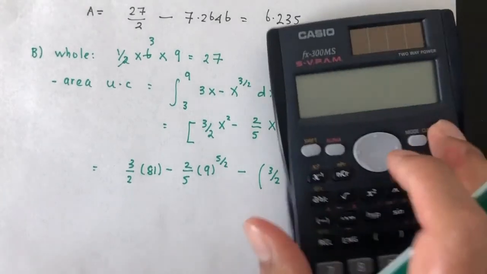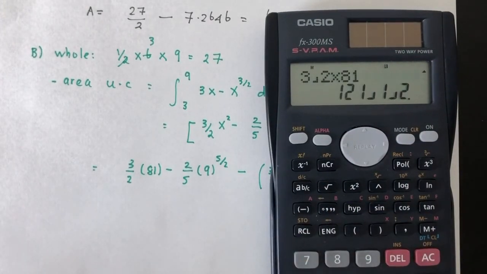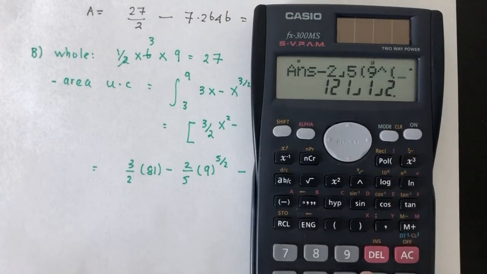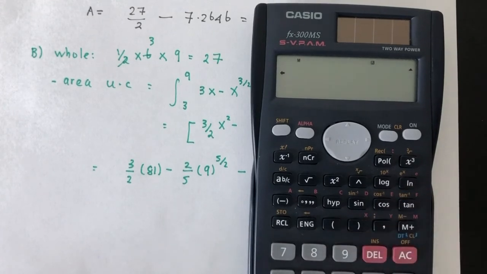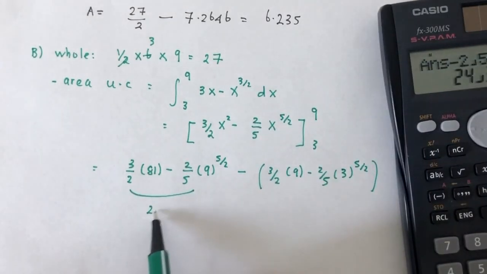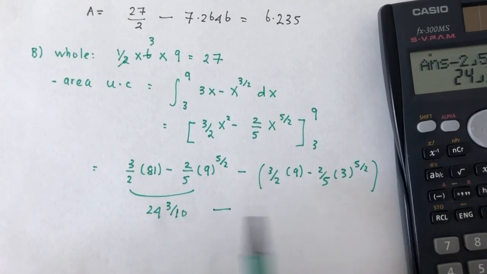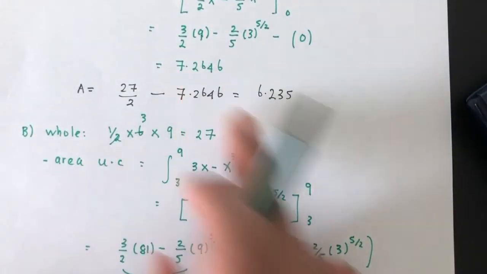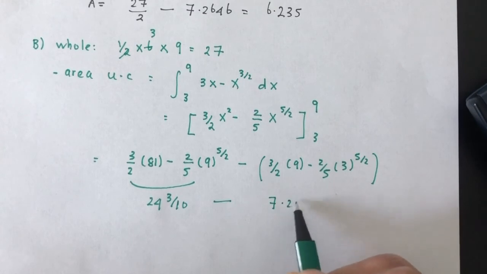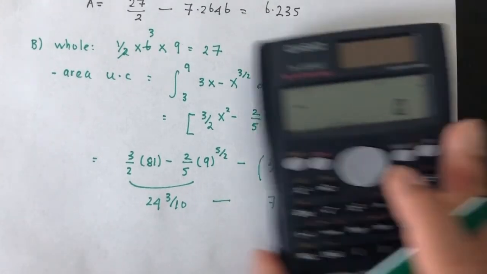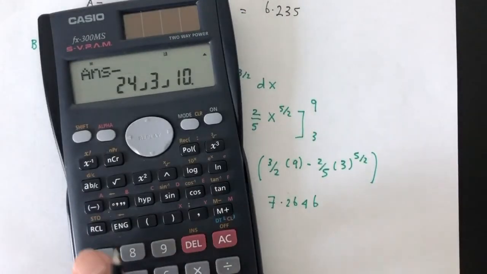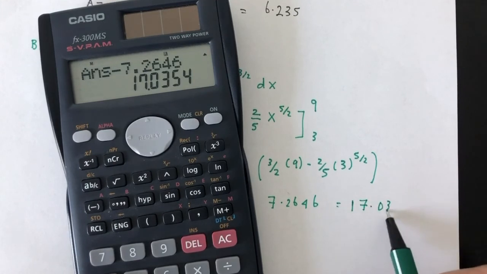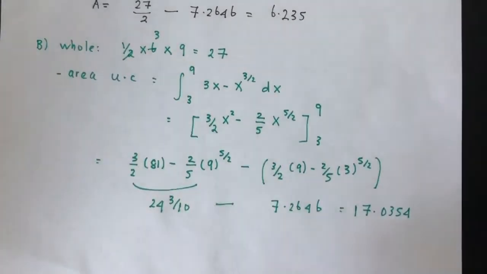So let's see what happens. 3 over 2 times 81 minus 2 over 5 times 9 power 2.5. So the first part here will be 24 3 over 10, minus this one, which should be the same thing as above. As you can see, it should be this one, 7.2646. Now this minus this should be what? That should be 17.0354. Okay, so that will be the area under the curve, right?